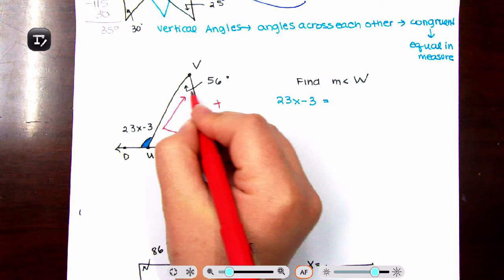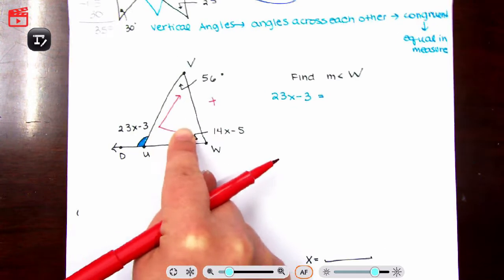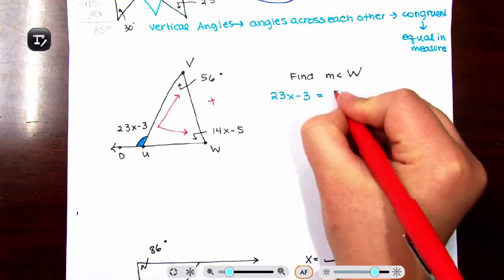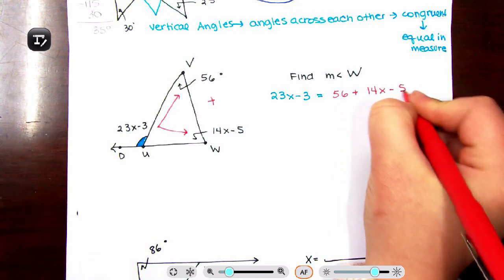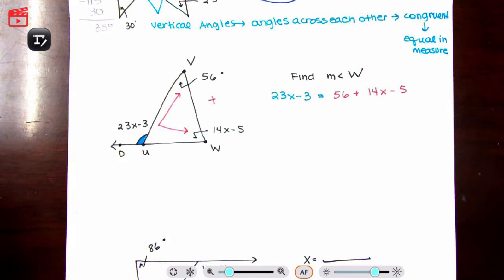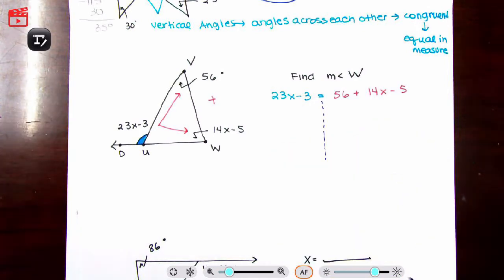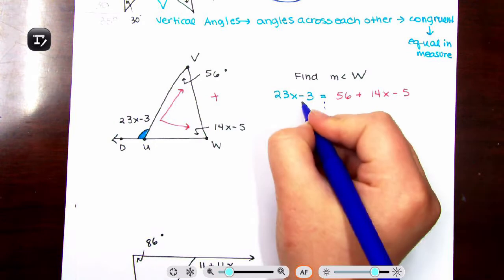So what that means is you take the opposite angles, not the adjacent, the opposite angles, and you're just going to add them up, set it equal to this angle that's on the outside. So I have 56 plus 14x minus 5. And now we're going to solve for x in this example. So I'm going to do kind of a dotted line to separate it. I have 56 minus 5 here. I have a minus 3.